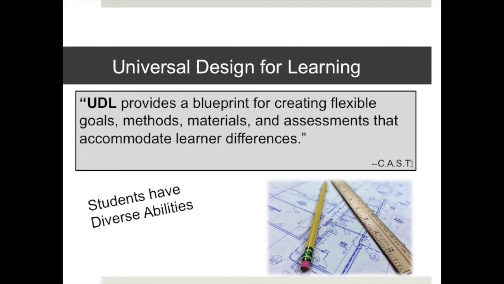Universal Design for Learning provides a blueprint for creating flexible goals, methods, materials, and assessments that accommodate learner differences. Classroom changes can help all learners. Educators know better than anyone that students learn in different ways and at different paces with different needs. For example, techniques we have found to help those with disabilities in the classroom can help everyone.